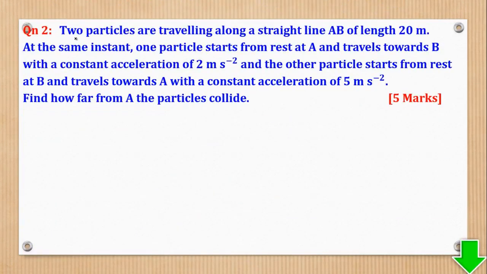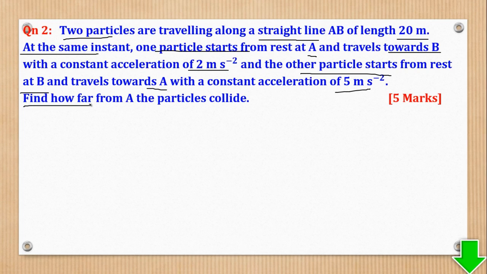Then question 2 says, 2 particles are traveling along a straight line AB of length 20 meters. At the same instant, one particle starts from rest at A and travels towards B with a constant acceleration of 2 meters per second squared, and the other particle starts from rest at B and travels towards A with a constant acceleration of 5 meters per second squared. Find how far from A the particles collide.